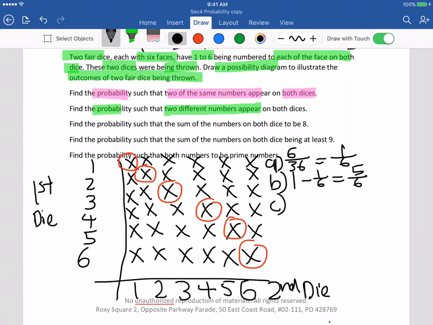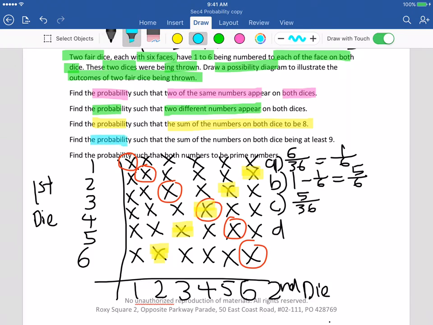Part C. The question: find the probability that the sum of the numbers is 8. The sum of the numbers is 8. So let's try. 1, 2, and which number? 2 and 6 will make 8. Next one, 3 and 5 will make 8. 4 and 4 will make 8, 5 and 3 will make 8, and 6 and 2 will make 8. So how many different outcomes will that be? It will be 5 over the total 36.